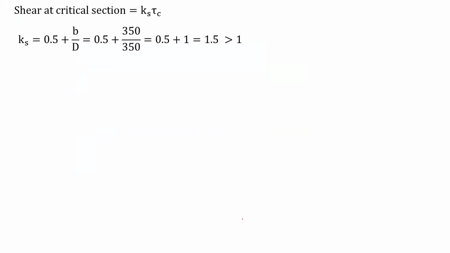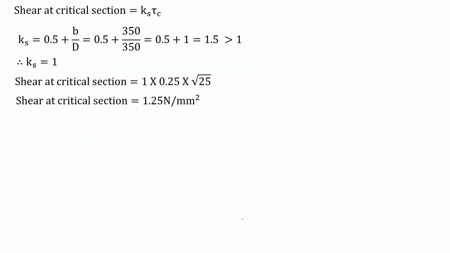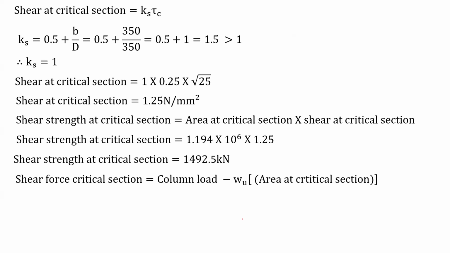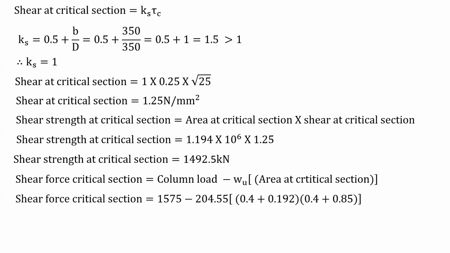Then shear critical at section. So we have the same formula, I will not again explain all these in detail. You know shear at critical section. We have K into 0.25 root fck. Shear strength at critical section, we will have 1.194 into 10 raised to 6 multiplied by this value. Now here we have a little bit of change. So here we have column load minus W into area at critical section. Column load we have 1575 minus 204.55, 0.4 plus 1.192 and 0.4 plus 0.85.